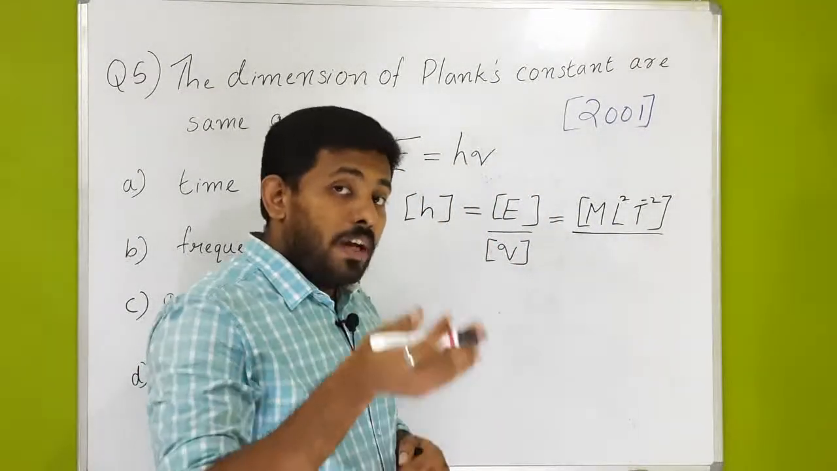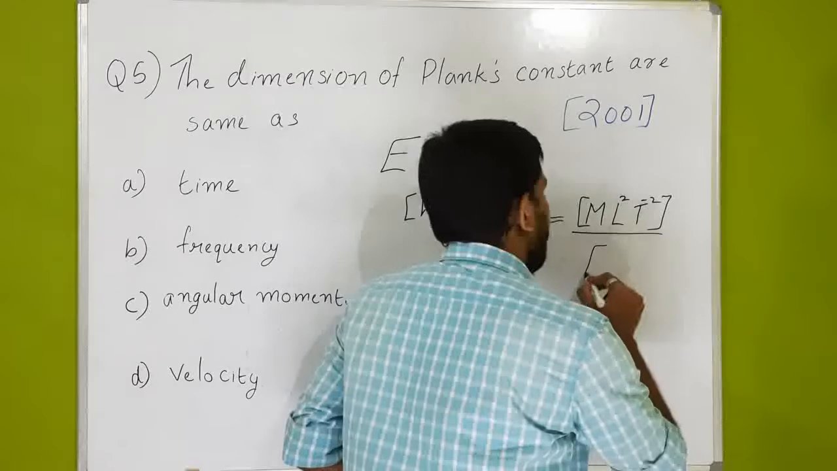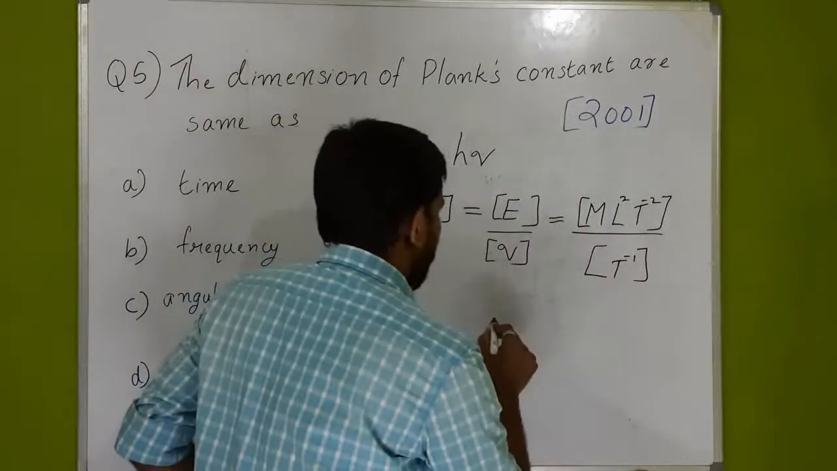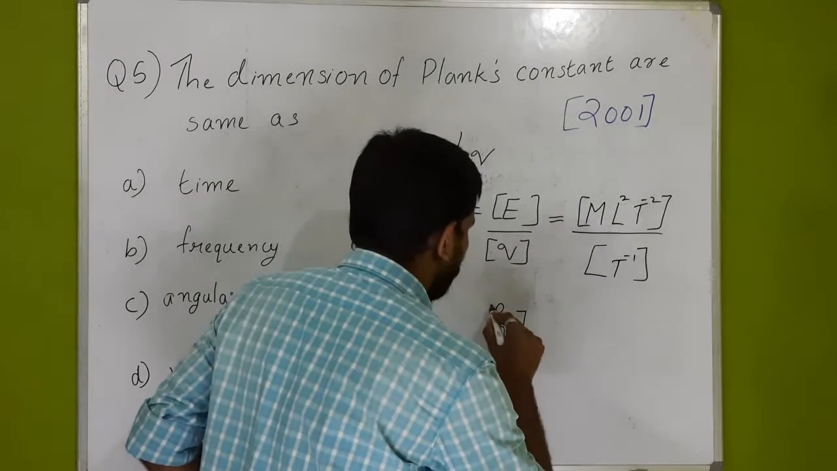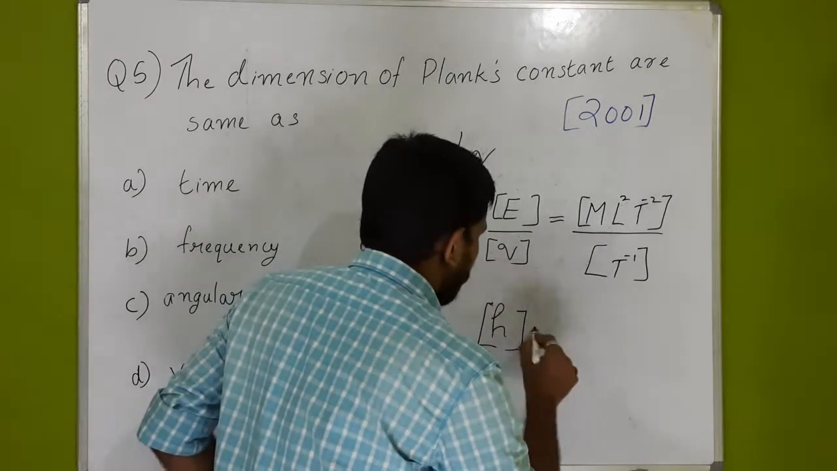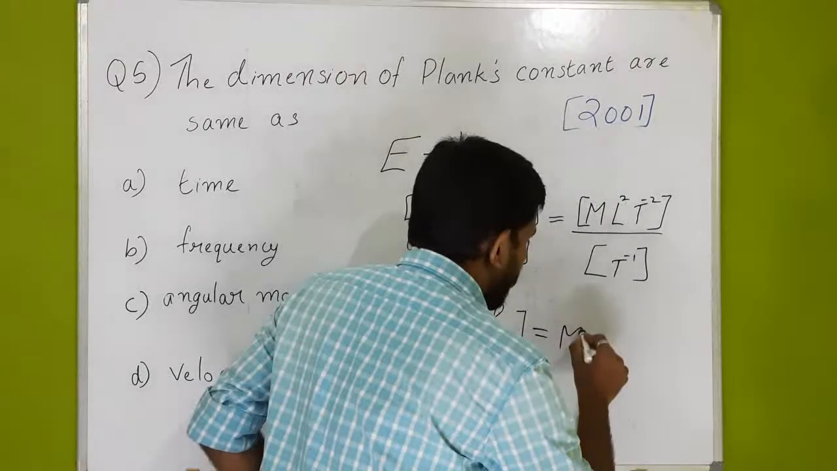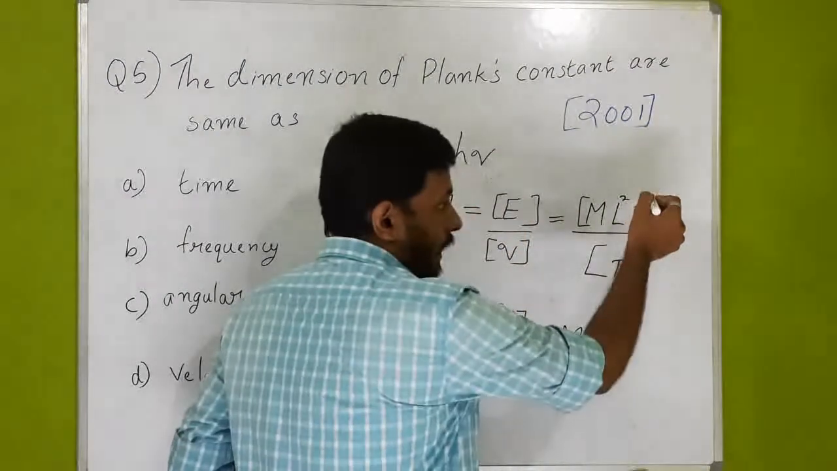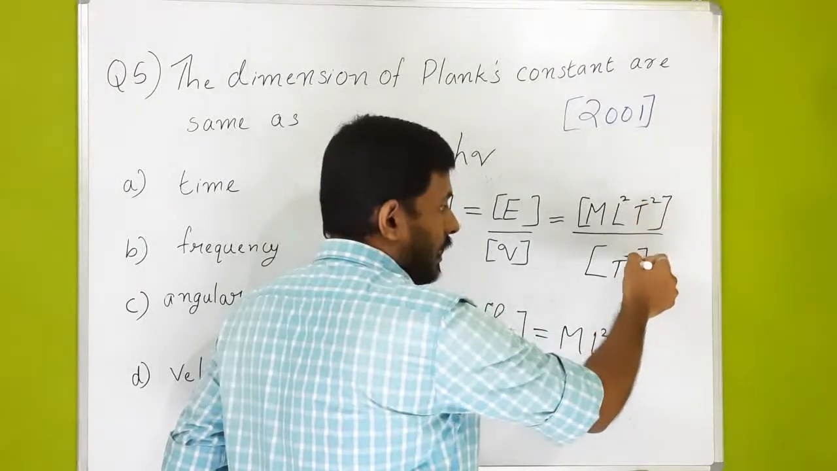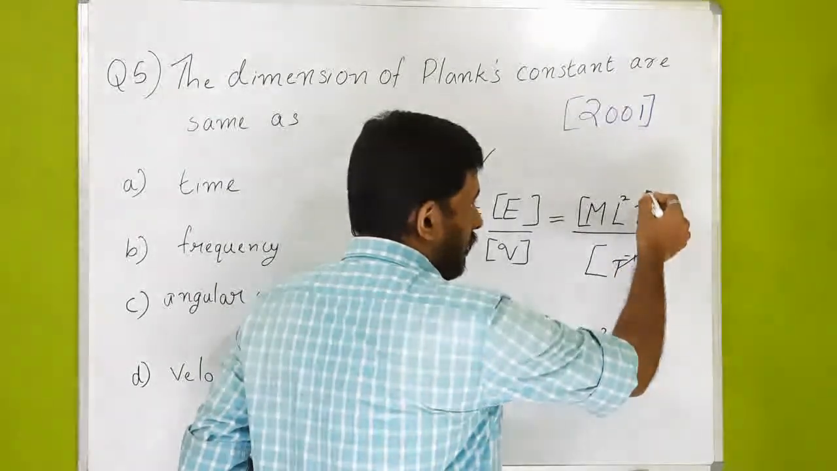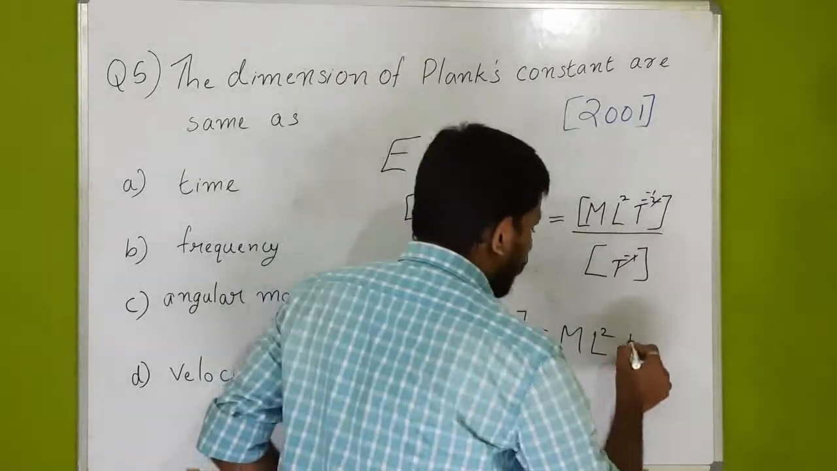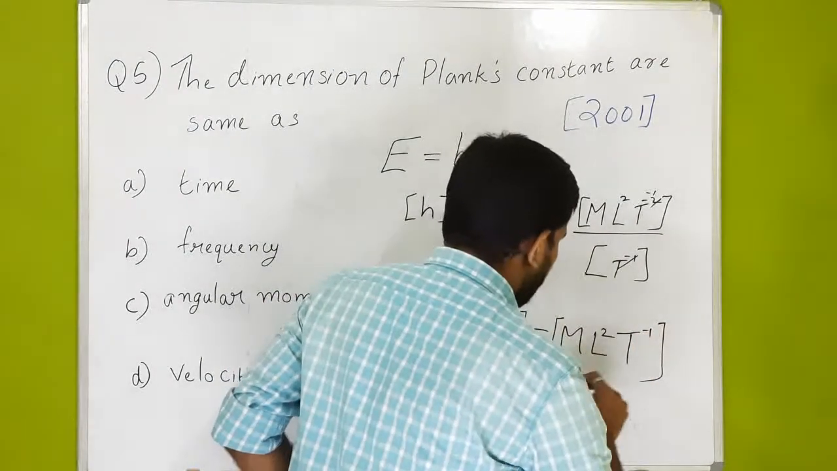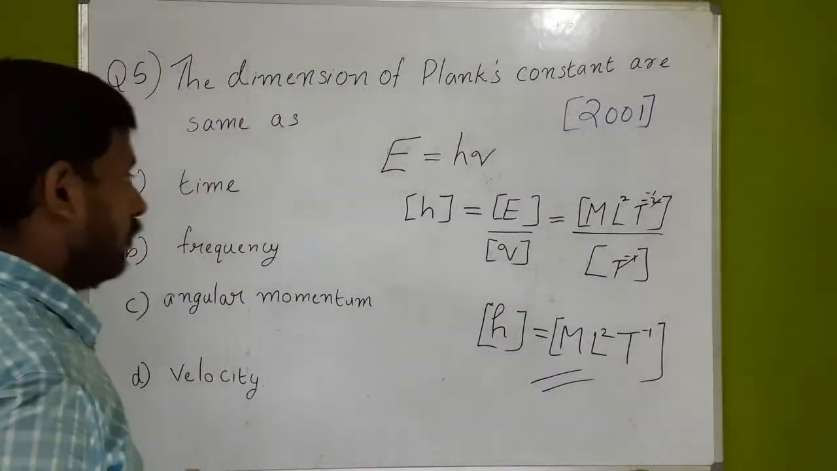Therefore, it will be equal to force into displacement, and therefore m L T raised to minus 2 is mass into acceleration, which is force, into displacement. Therefore, L becomes L square divided by frequency. Frequency is inverse of time. Therefore, it will be having the dimension T raised to minus 1. Therefore, the dimension of h, the Planck's constant, is equal to m L square T raised to minus 2 divided by T raised to minus 1, and we will be having T raised to minus 1 here. Therefore, m L square T raised to minus 1. This will be the dimension of Planck's constant.